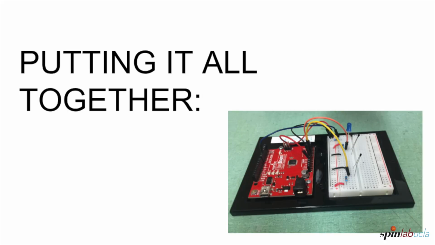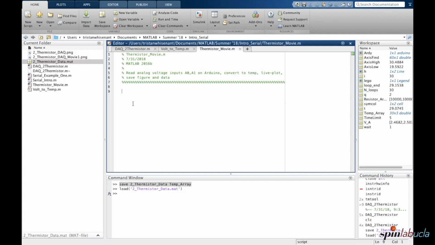Alright, so let's put it all together. In the final code, we'll use our circuit, the hardware support package, and the voltatemp function we just created. I've just given myself a head start with a little bit of a header, my name and the date, and what I want to do with this. And I'm going to start out the script by clearing the workspace so I don't have any leftover variables or Arduino objects or anything like that.